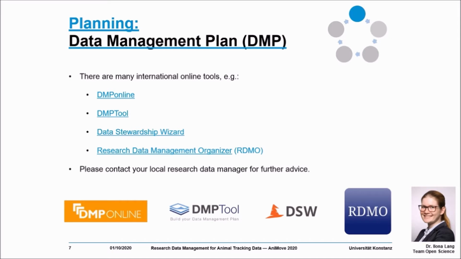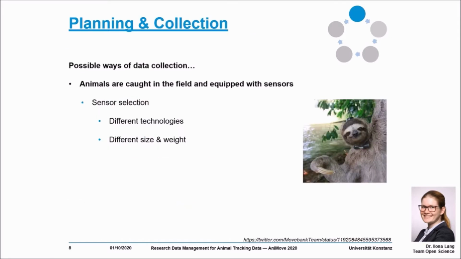So, after you set up a plan, you will probably start to collect data for your study. In the field of animal tracking data, this might include equipping different animals with sensors to track their movement. For the sensors, you can choose between different technologies. The sensors also differ in size and weight, and you should choose the most fitting one for each project.